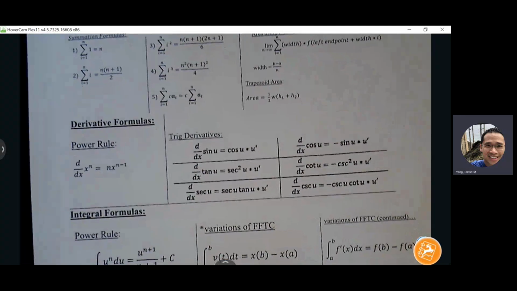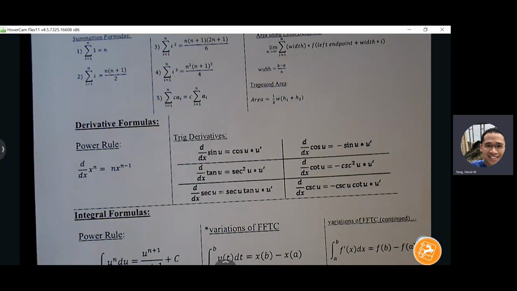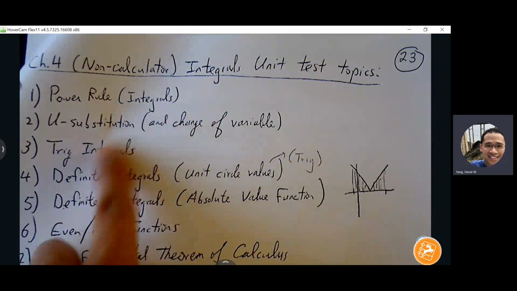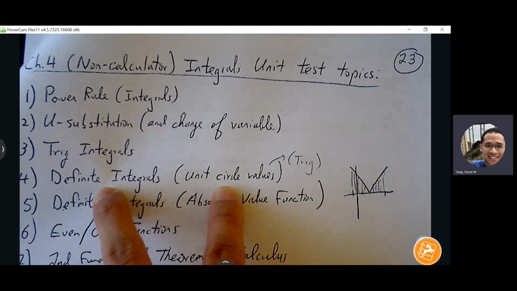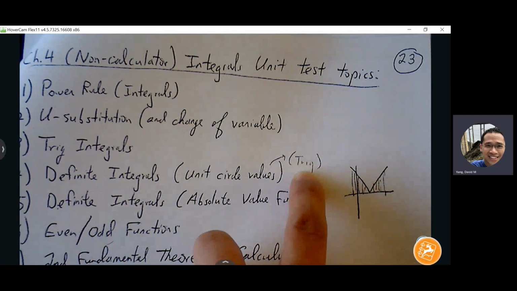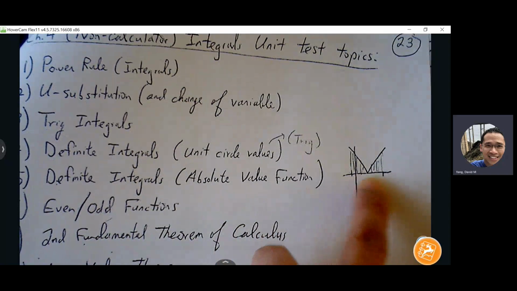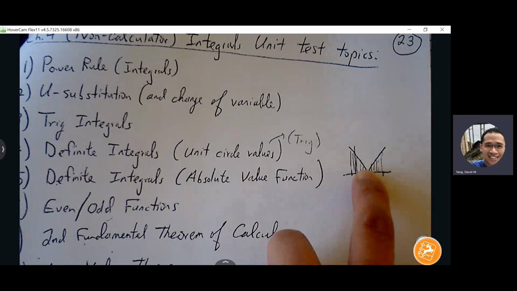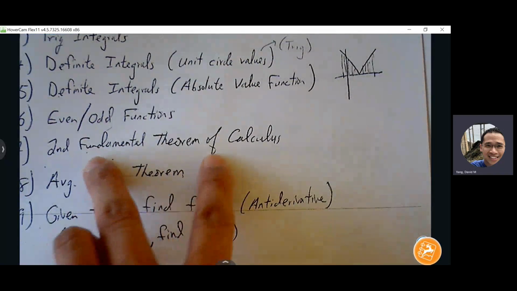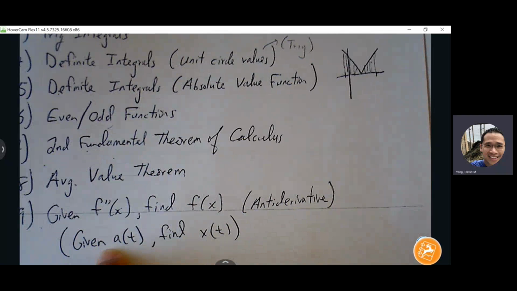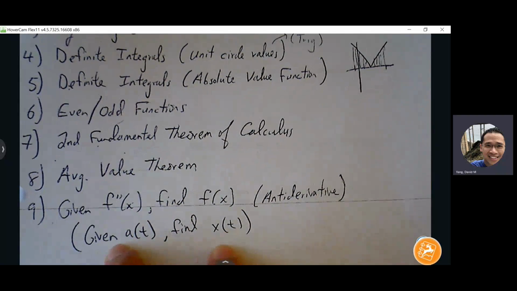Mr. Yang, the last page of the packet, is all this going to be on the version of the first part on Friday, or is this both parts combined? This is just the Friday one. So power rule, U-substitution, trig integrals, definite integrals. Make sure you know your unit circle values. We'll practice those. We haven't gone over absolute value functions. That's easy. You're basically just adding 2 triangles up. Even odd functions, we talked about that. Second fundamental theorem of calculus, average value theorem. And then given the second derivative, work your way up to the original function. We did that on the quiz.